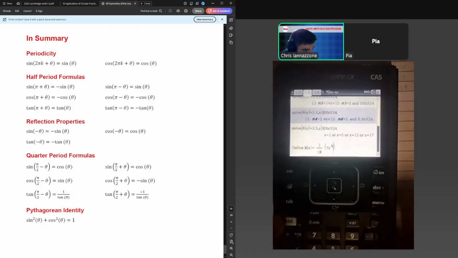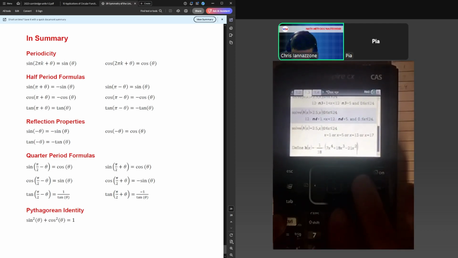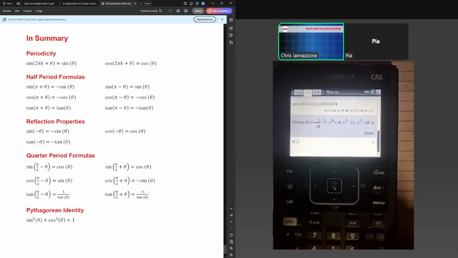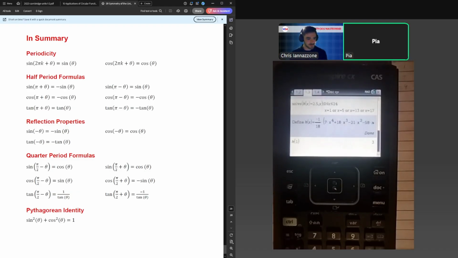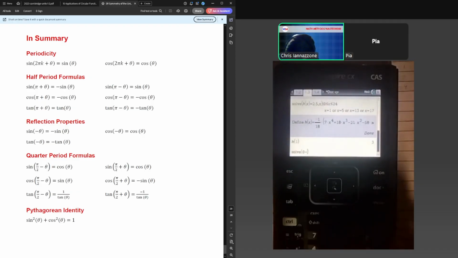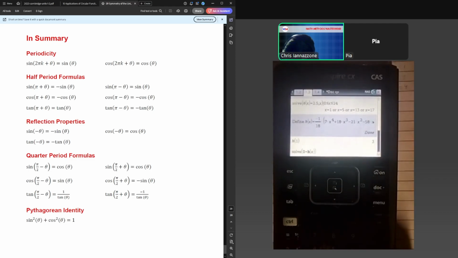7x to the power 4 plus 18x cubed minus 21x squared minus 58x. Okay, that's going to give me h of 1, which is 3, which is a really nice number considering the size of that function. Okay, that gives us the A coordinate and then the B coordinate. What do you think we're going to do for that? Would we make the equation equal 0? Absolutely. Yeah, very good. h of x equals 0.